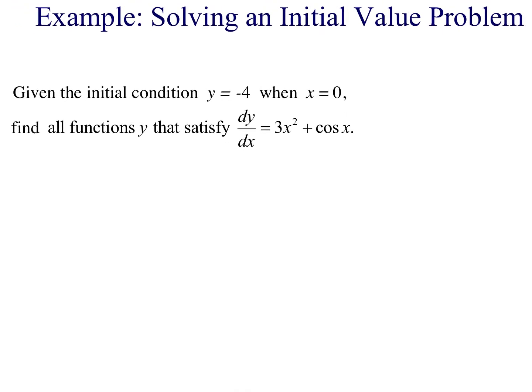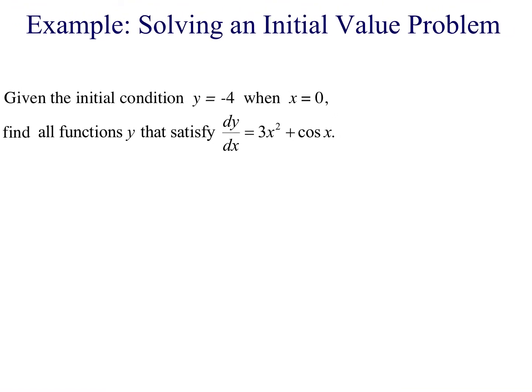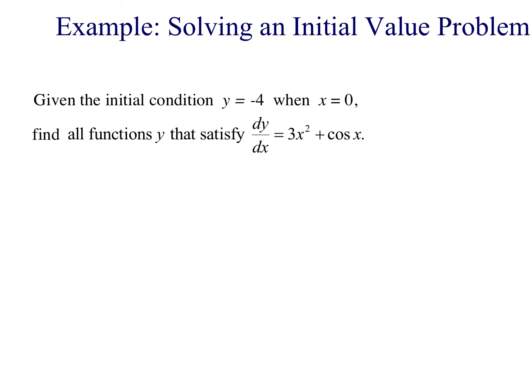Okay, so given the initial condition that y equals negative 4 when x is 0, find all the functions for y that would satisfy the differential equation dy over dx equals this. All right, so if we have dy over dx, then we know our equation is going to start with y equals. And the antiderivative of 3x squared is 3x cubed divided by 3. And then the antiderivative of cosine x is sine x, and then plus our c value.